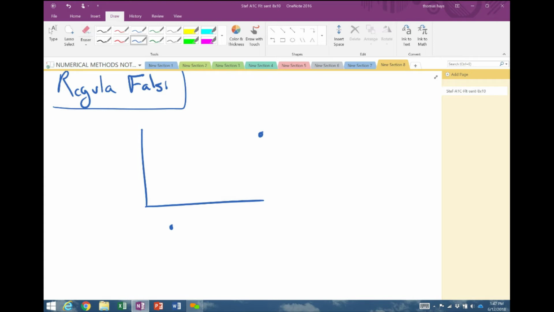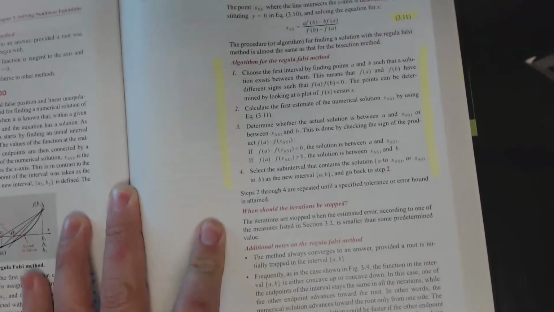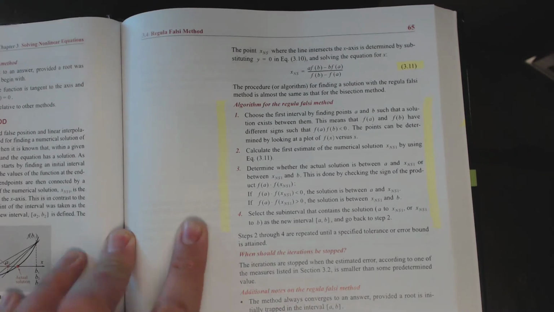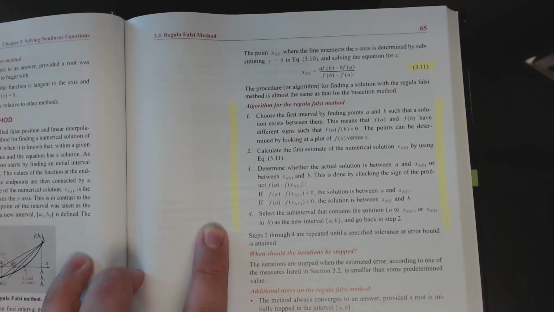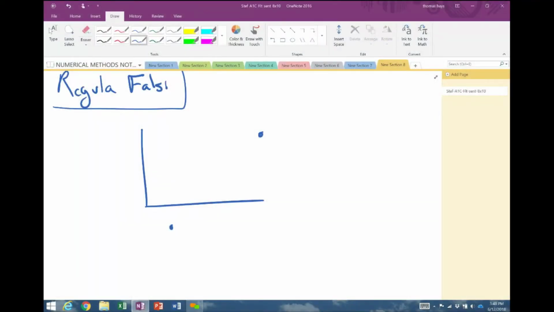So figure 3.9 in your textbook, which I'd encourage you to open up and follow along with. This would be page 64, as well as the procedure we're going to follow through, steps 1 through 4 here on the right side, page 65. Encouraging you to highlight equation 3.11 because that is the update equation. We'll go through and use these different components in our example.